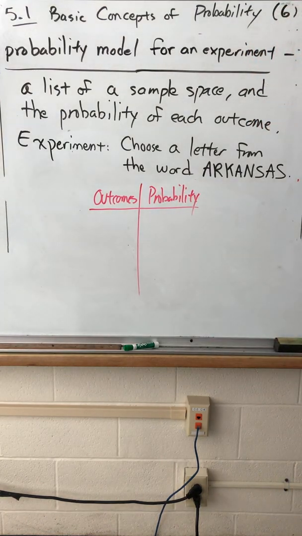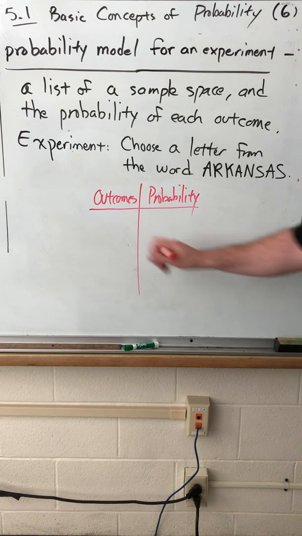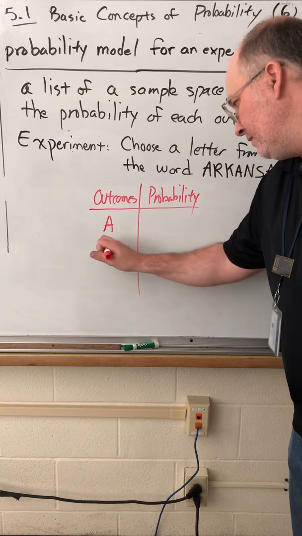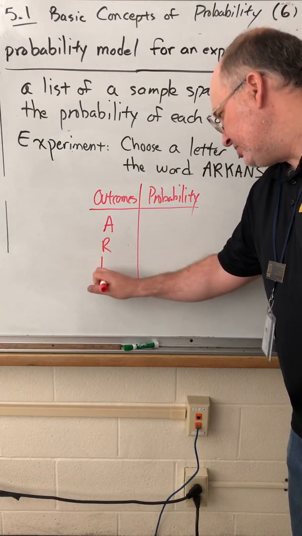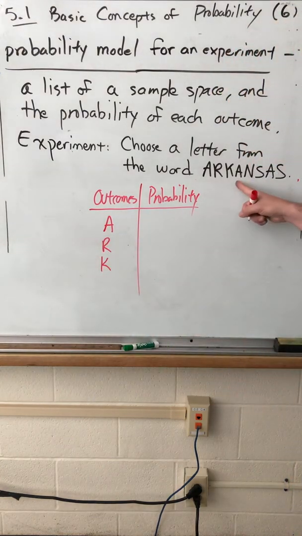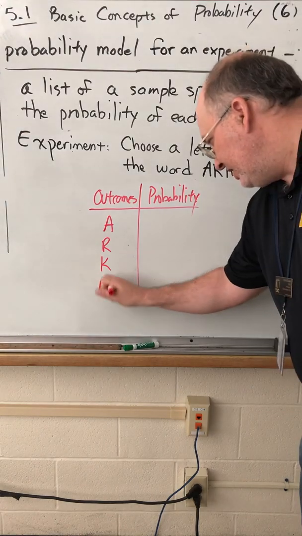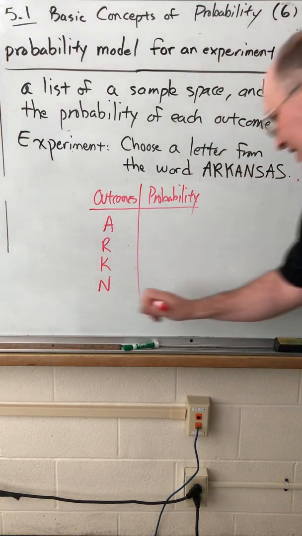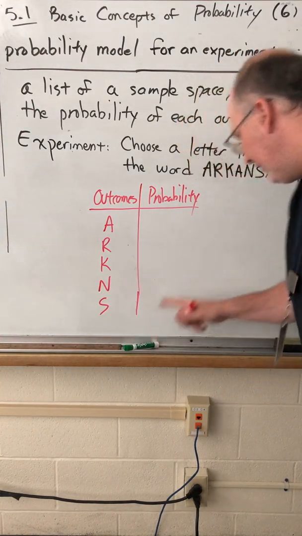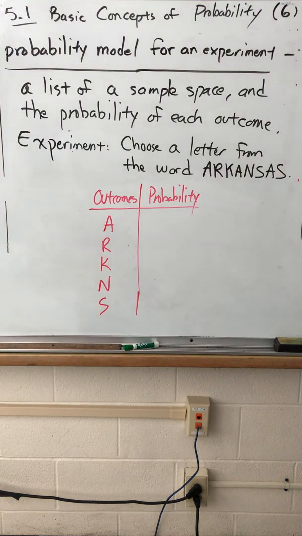Even though Arkansas has 8 letters in it, it doesn't have 8 unique letters. There's an A, there's an R, there's a K, already got A, there's an N, there's an S, and we've already got A and S. So now that we know the different outcomes, we just need to calculate the probability of each one occurring.